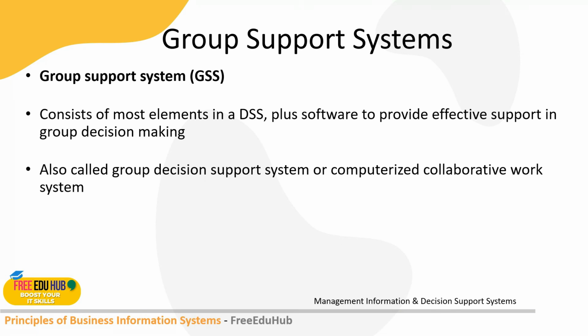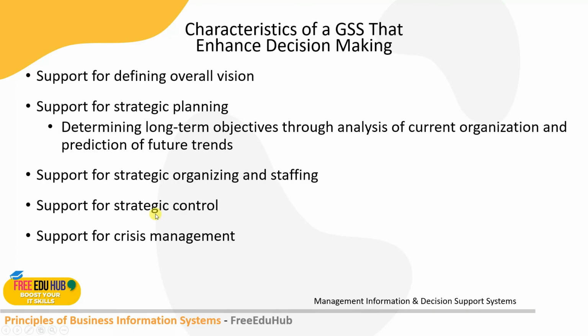To give you an example, you might have seen Google Sheets, which could be used to create basic group support systems. A Google Sheets spreadsheet has all of the essential elements of a DSS plus the ability for multiple users to communicate by text to each other while using it. Now after that, we have the characteristics of GSS. It supports defining the overall vision. It helps in support for strategic planning, determining the long-term objectives through the analysis of the current organization and prediction of the future trends.